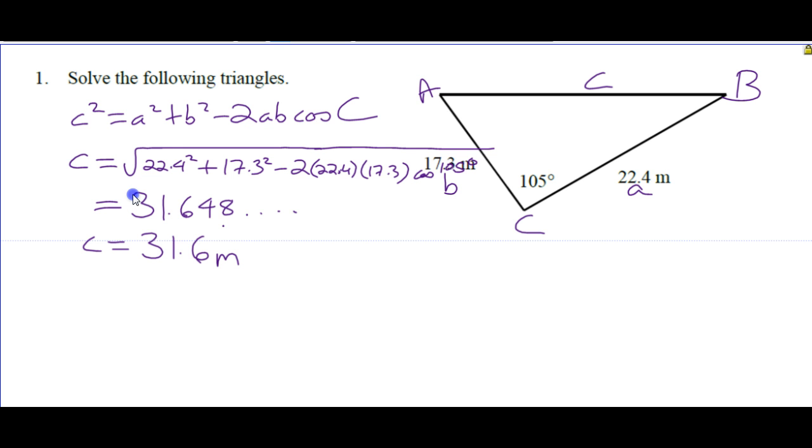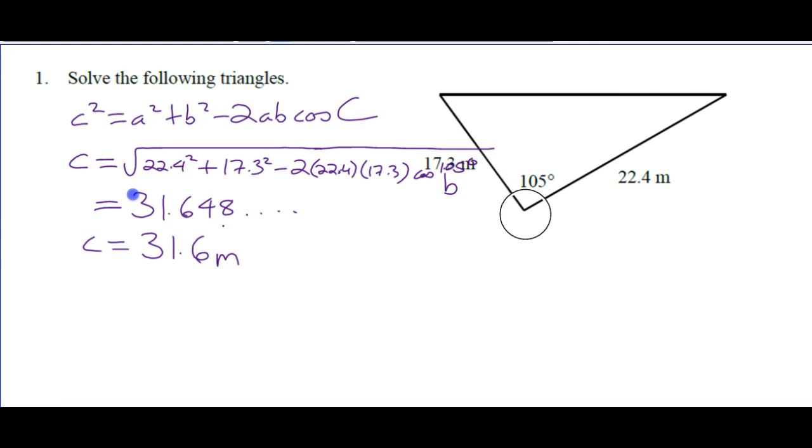Now we need to work out angle A and angle B. So we use the cosine law again to work out one of those two angles, and then we know that all three angles add to 180. So once we have two angles, we just get the third angle by going 180 minus the sum, right? And the idea is to solve the triangle. Okay, so what am I going to do?